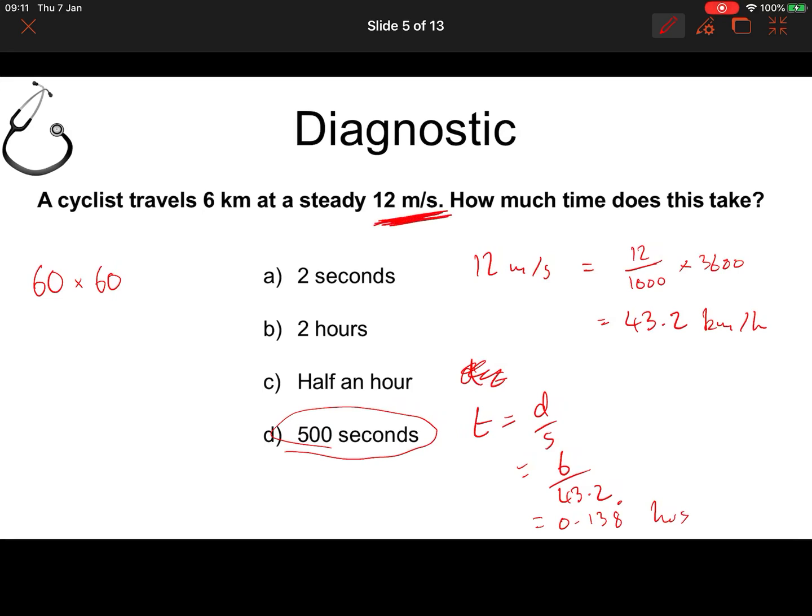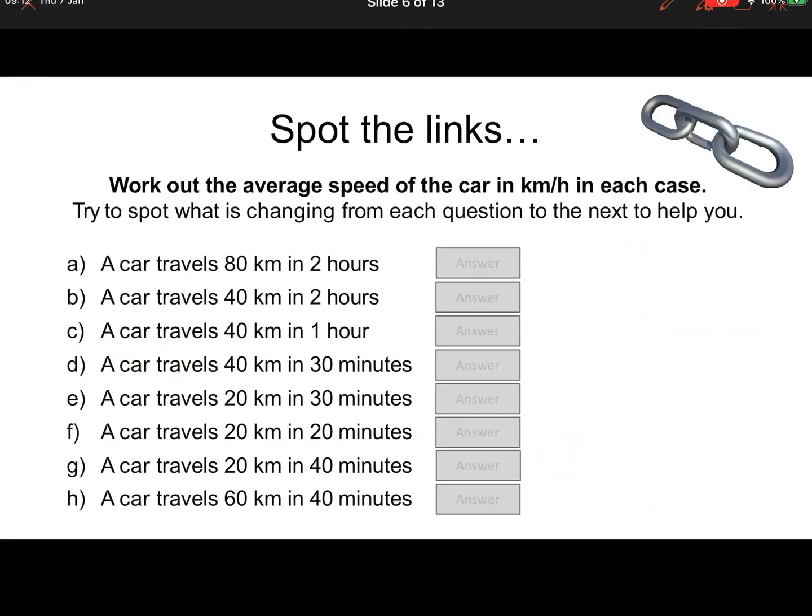So I do need you to be able to change speed units of measurement as well. So you need to be able to change metres per second into kilometres per minute or kilometres per hour, something like that. Okay, so if you can't do that, let me know and I will help you.